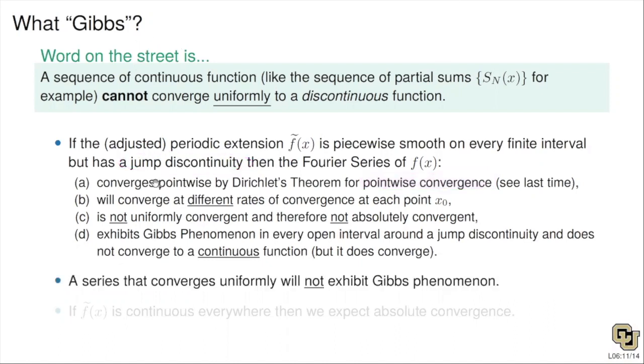And if you have a Fourier series that does converge uniformly or absolutely, then it will not have Gibbs phenomenon. I'll talk about a theorem for when that happens. In general, if f tilde is continuous and f tilde prime is piecewise continuous, then I think we can expect absolute convergence. There are always these one-off weird counterexamples, but as a general comment, continuity of f tilde goes a long way.